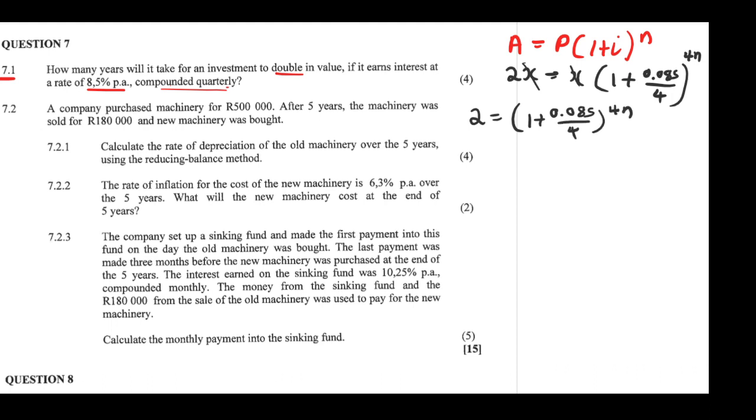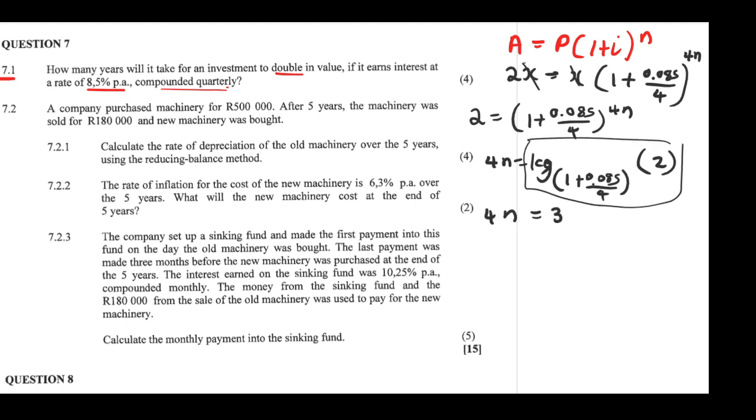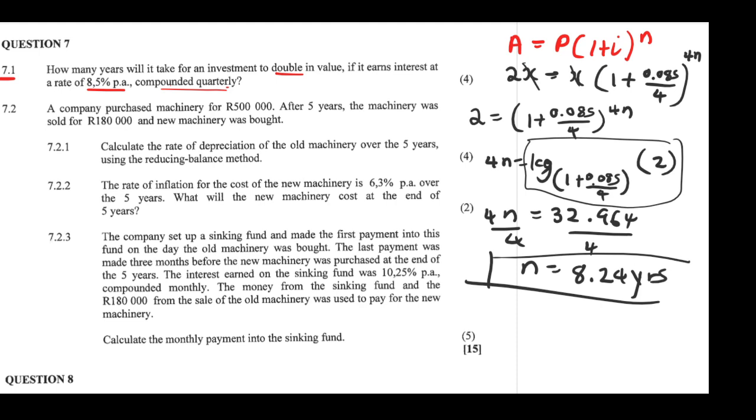And then to find n, we're going to say 4n is equal to the log base 1 plus 0.085 over 4 of 2. Punch this in your calculator. You will get 32.964. Then divide by 4 on both sides, and you have n equals 8.24 years. So this is going to be your final solution for 7.1.